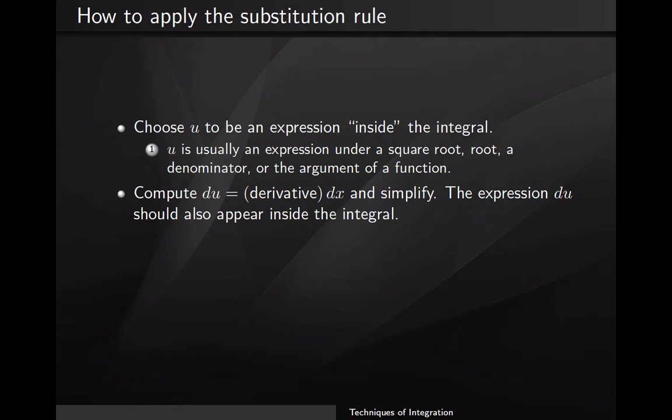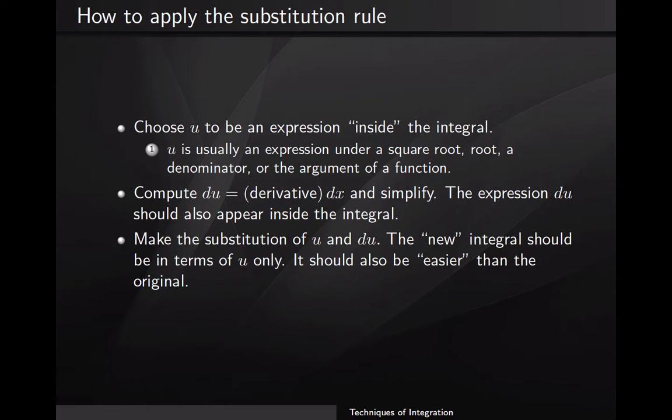Now, u has to be an expression inside the integral, and once you take the derivative, it should also appear inside the integral. That should give you an idea that you chose the right u. If you chose the right u, the derivative should also be inside the integral. And once you make the substitution, and this is also a very important part, the third part is that the new integral you get, which is all in terms of u, should be easier than the original. The purpose of the substitution rule is to make things easier. So if it doesn't get easier, that means you made the wrong choice for u, so you have to choose another u. And we will see examples in a second.